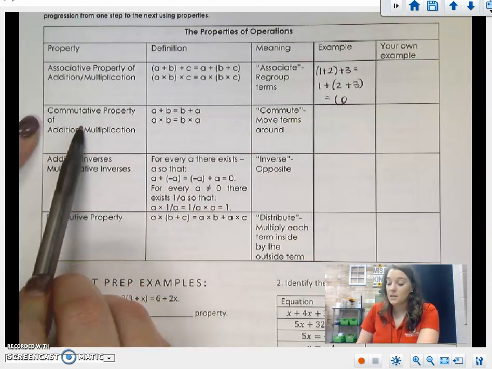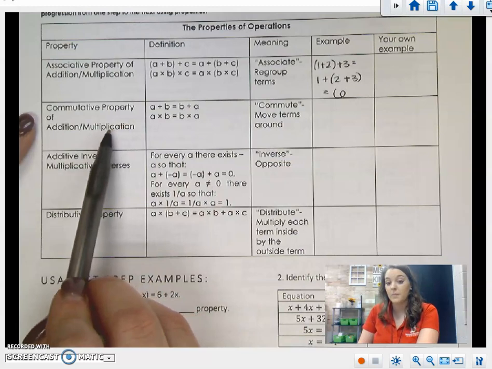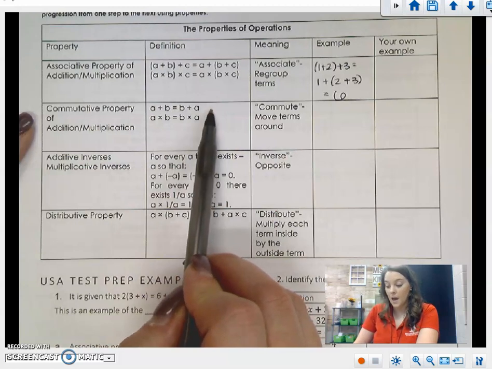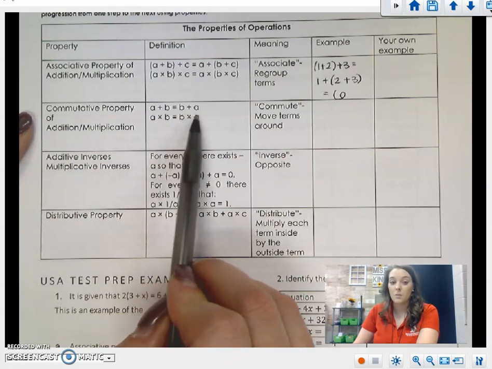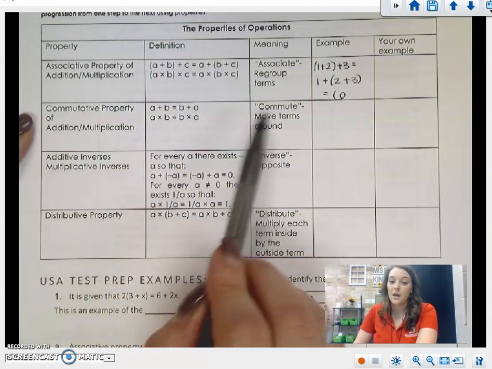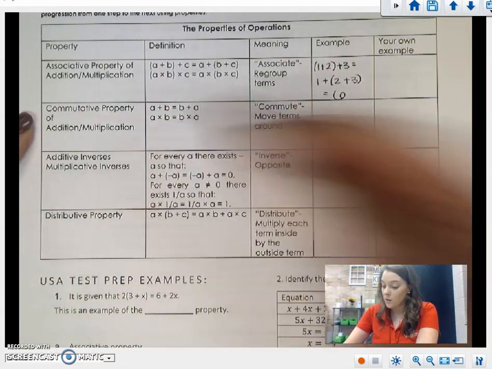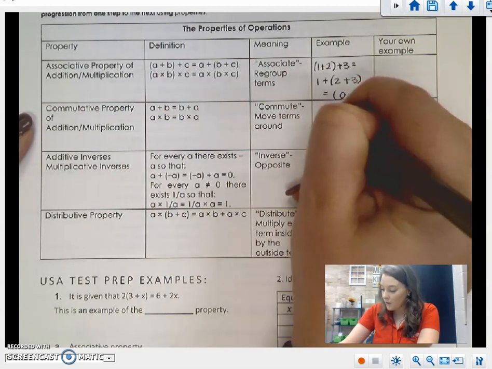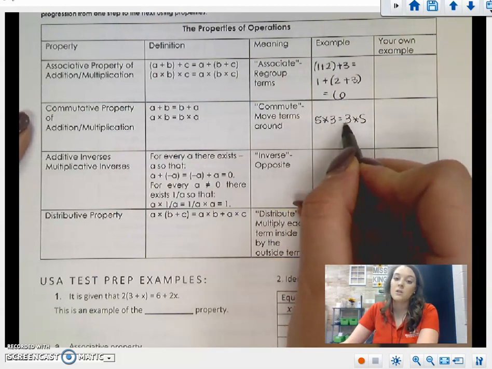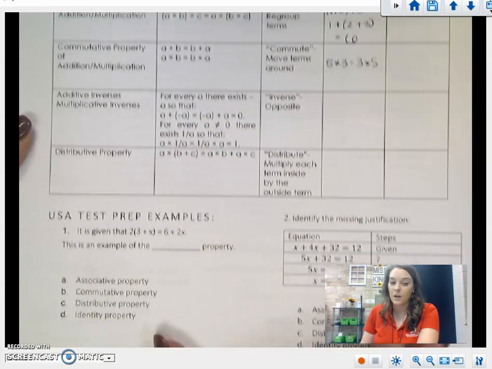The second property of operations is the commutative property, and we've been talking about this a lot when we've been combining like terms. So we have A plus B equals B plus A, or A times B equals B times A. So it doesn't matter which order the terms are in for addition and multiplication. And commute means to move around your terms. So for example, I'll do a multiplication this time, we have 5 times 3 equals 3 times 5. 5 times 3 is 15, which is equal to 3 times 5, which is also 15. So go ahead and come up with your own example here.